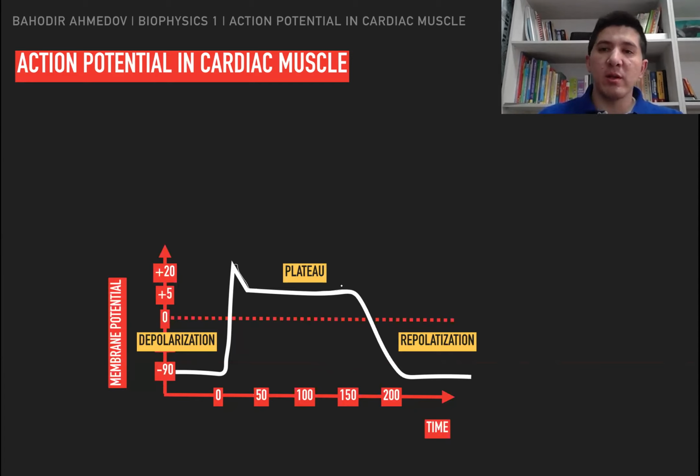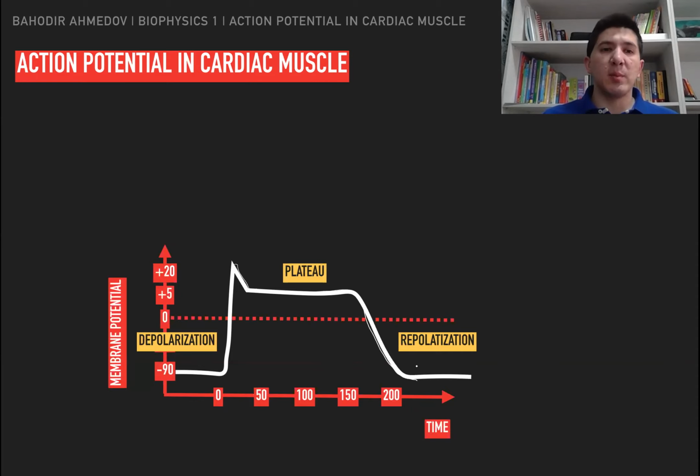And after some time, these voltage-gated calcium channels are going to close, while the voltage-gated potassium channels are still open. They let out the potassium ions, and the membrane potential is going to decrease. So again, the sign inside becomes minus and outside becomes plus. This process is called repolarization. So this is how the action potential looks for the cardiac muscles.